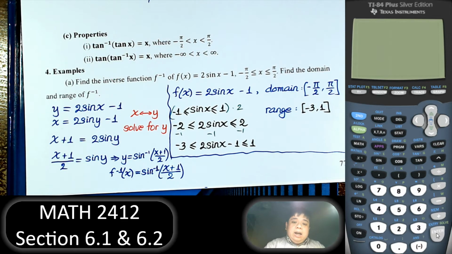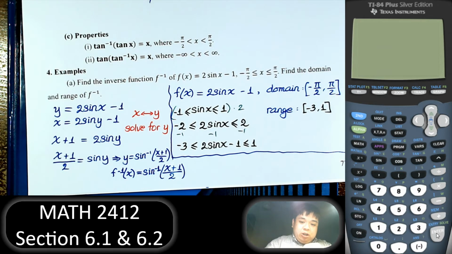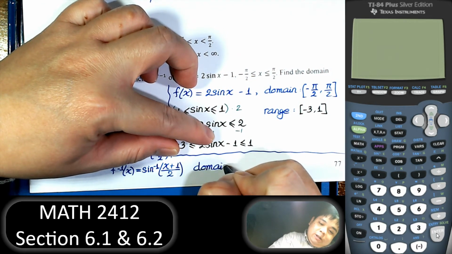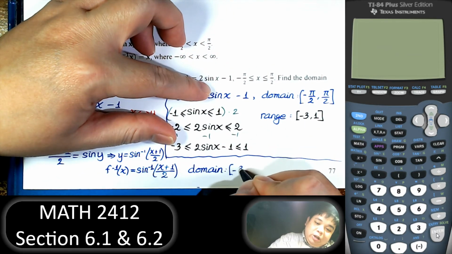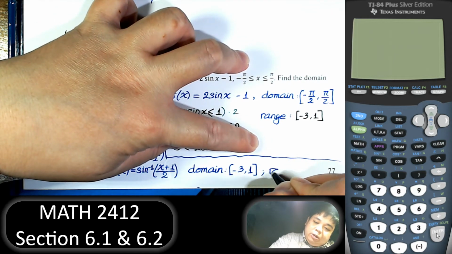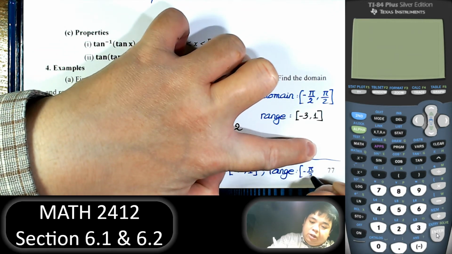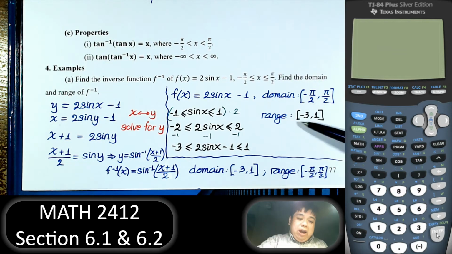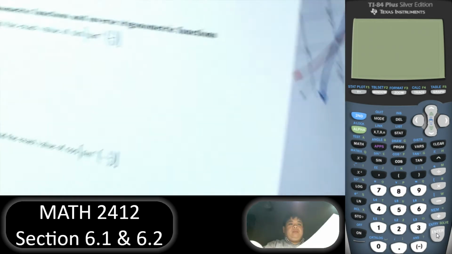And so that is for the function. For the inverse, we interchange. In that case, the domain will be the range of the function, negative 3 to 1, and the range will be negative pi over 2 to pi over 2. Just switching the domain and range from the function to the inverse.